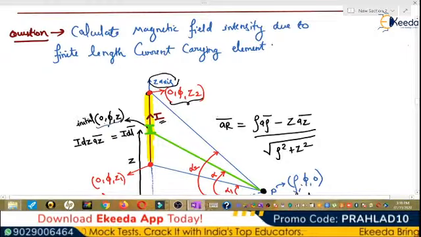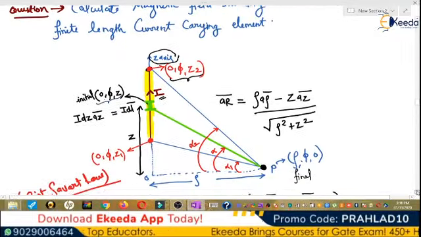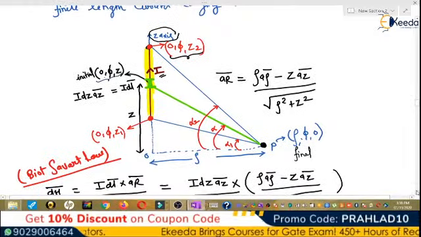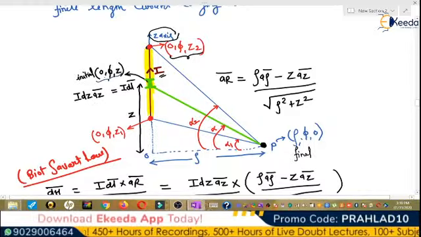So the next topic is to calculate magnetic field intensity due to finite length current carrying element. Initially we calculated it due to infinite length, and now we are trying to calculate the magnetic field intensity due to finite length. So this is a finite length current carrying wire, where the dL vector, the AL vector, is I dz az vector.